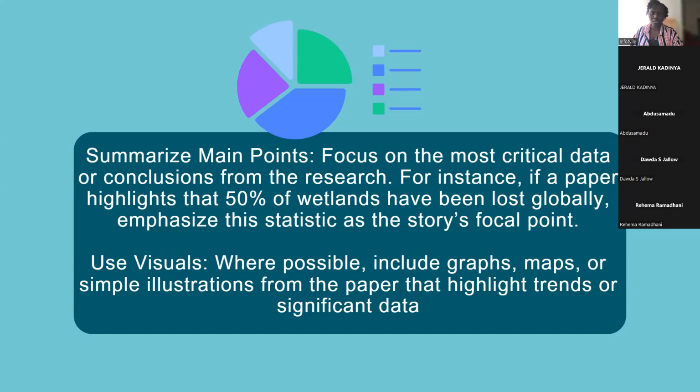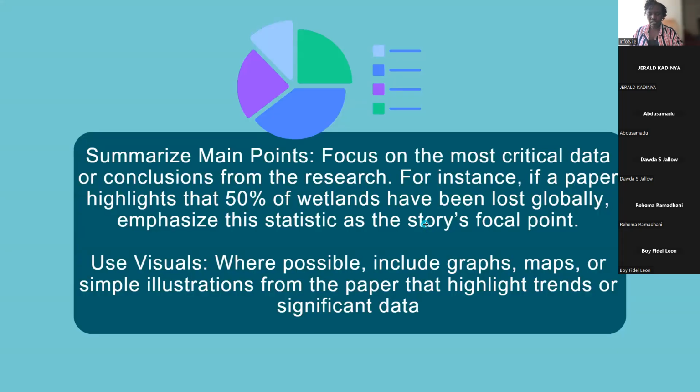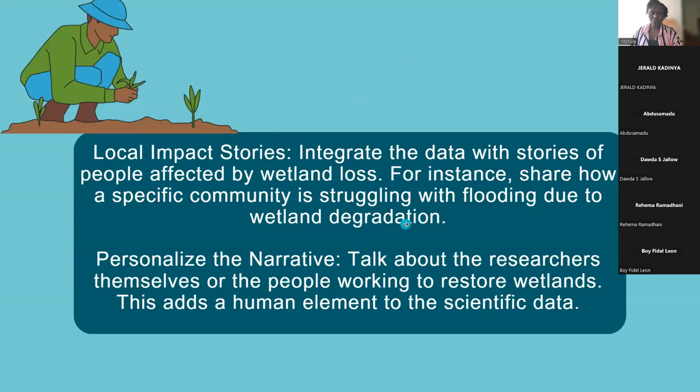It captures the audience. Then connect human stories. When you're working with research papers, connect to human stories. If you've talked about the data, then you can talk about a human story that's maybe happening in your community or back home or just where you are right now, whether it's in school and you have a swamp nearby. So integrate the data with stories of people affected by wetland loss. For instance, share how specific communities are struggling with flooding due to wetland degradation.